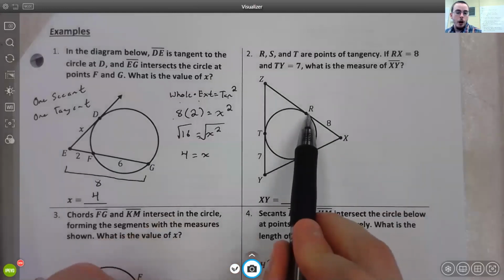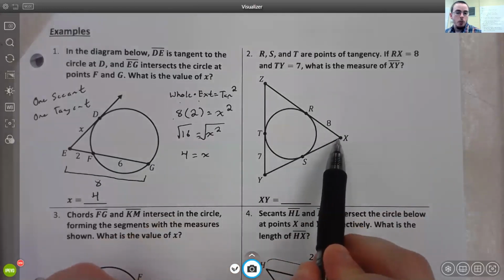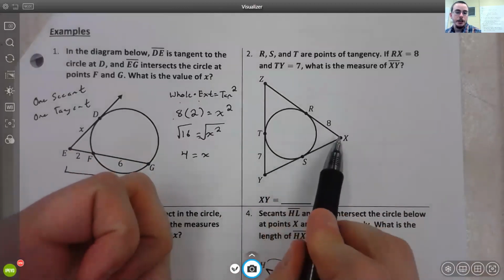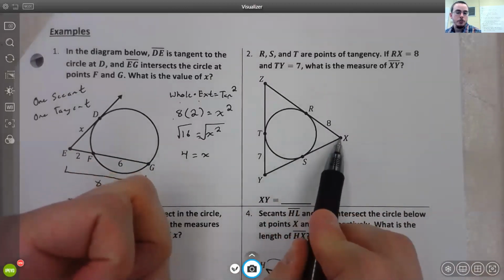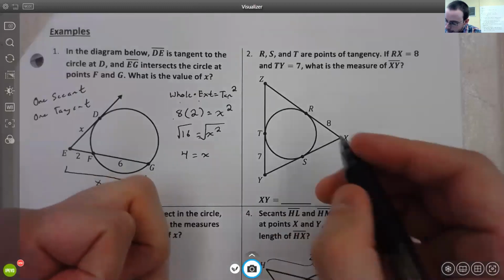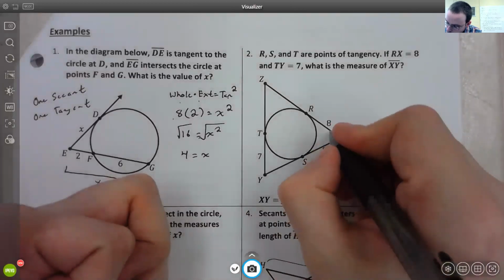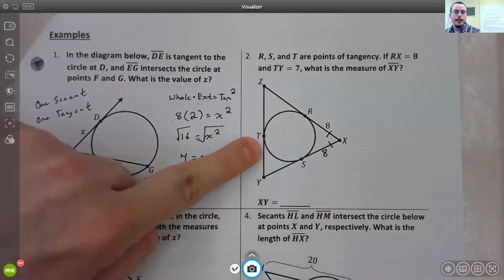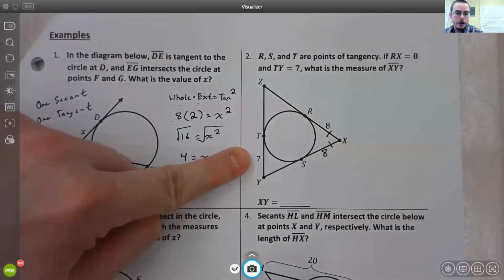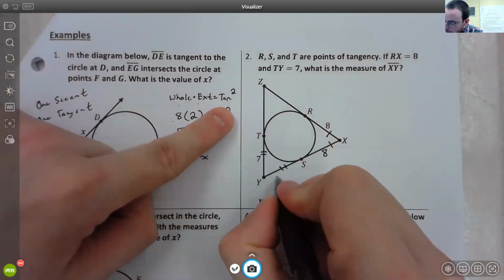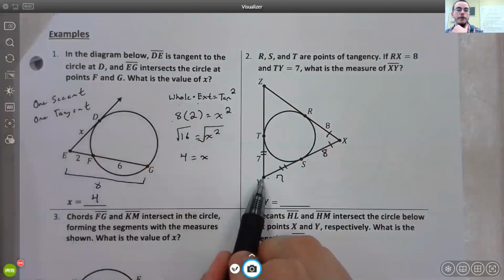So if we know that RX is 8, what else do we know would be 8? Well, the tangent that originates from the same point, which would be X, would also be equal to 8. So that would be XS. Those two are congruent. And then here, if TY is 7, what else is 7? Well, that would be SY, because they both originate from Y.